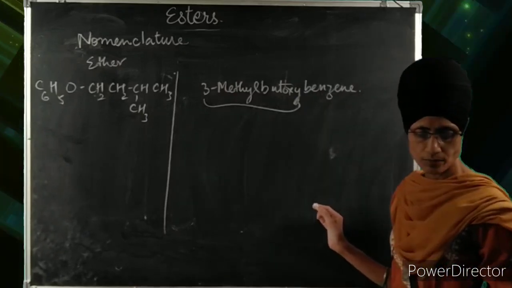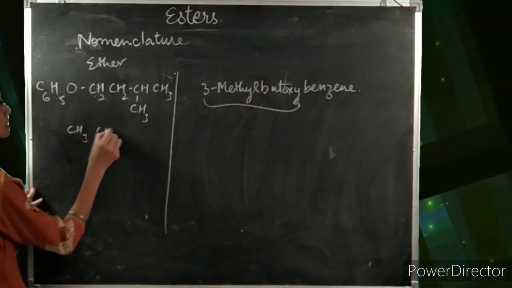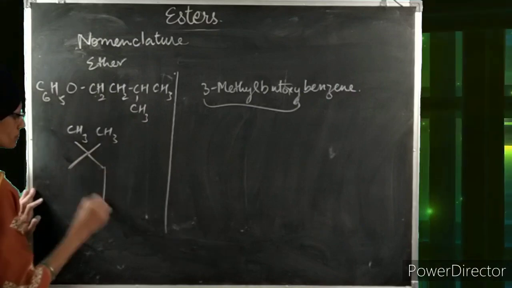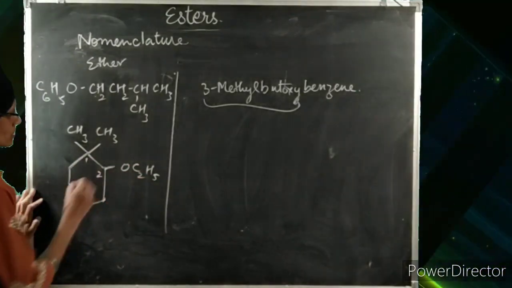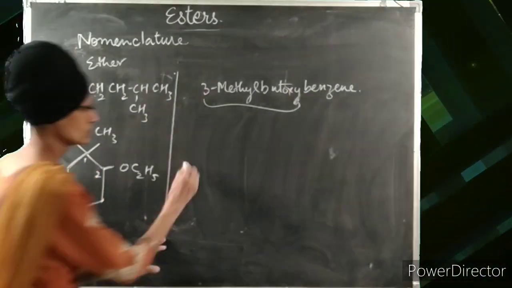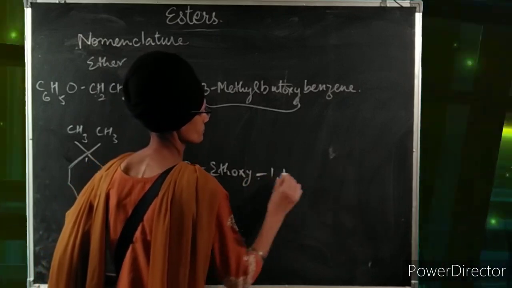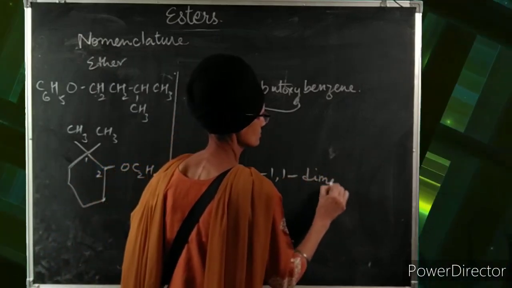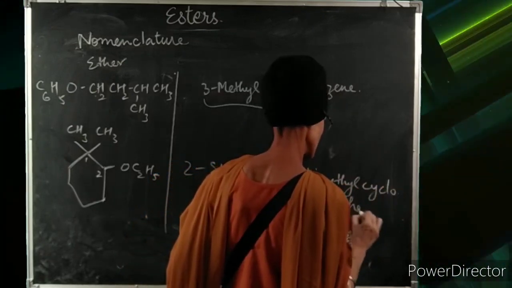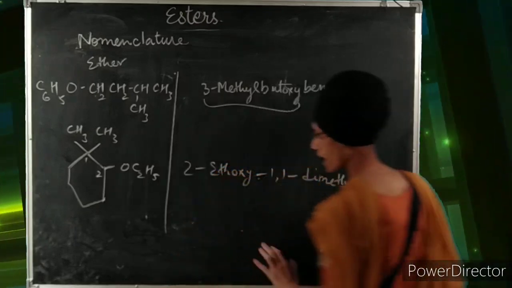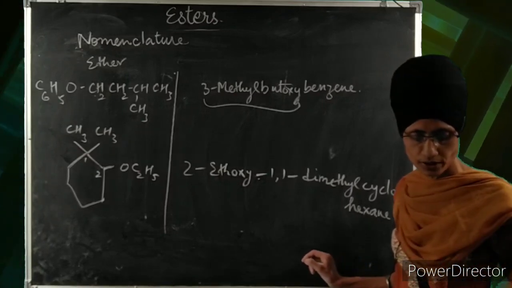Now next, taking the example of the cyclic ethers. This is one of the cyclic ethers where 2 methyl groups are attached at carbon number 1 of the cyclohexane and at the second position an ethoxy group is attached. So we will write it 2-ethoxy-1,1-dimethyl, and the parent chain is cyclohexane. So this will be its IUPAC name. So this was all about the nomenclature of the ethers.